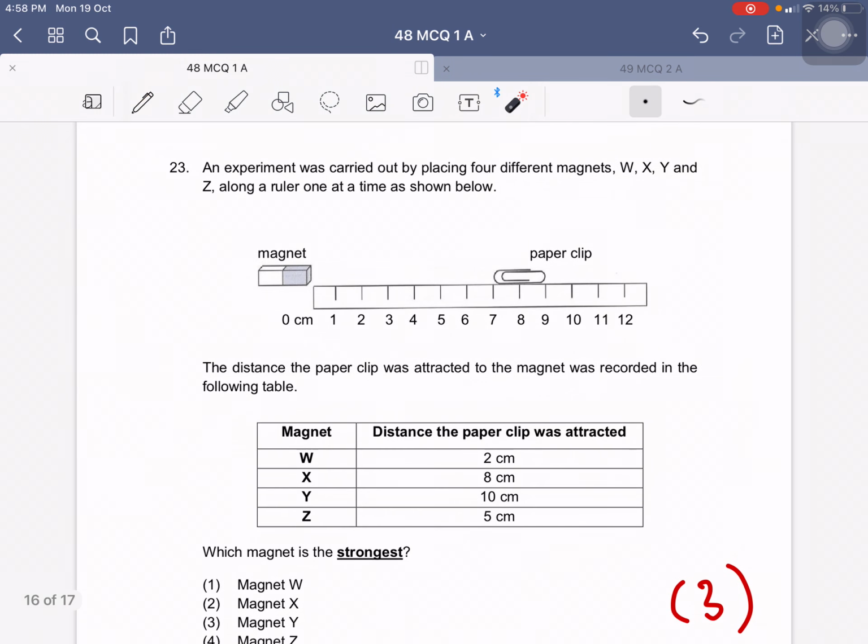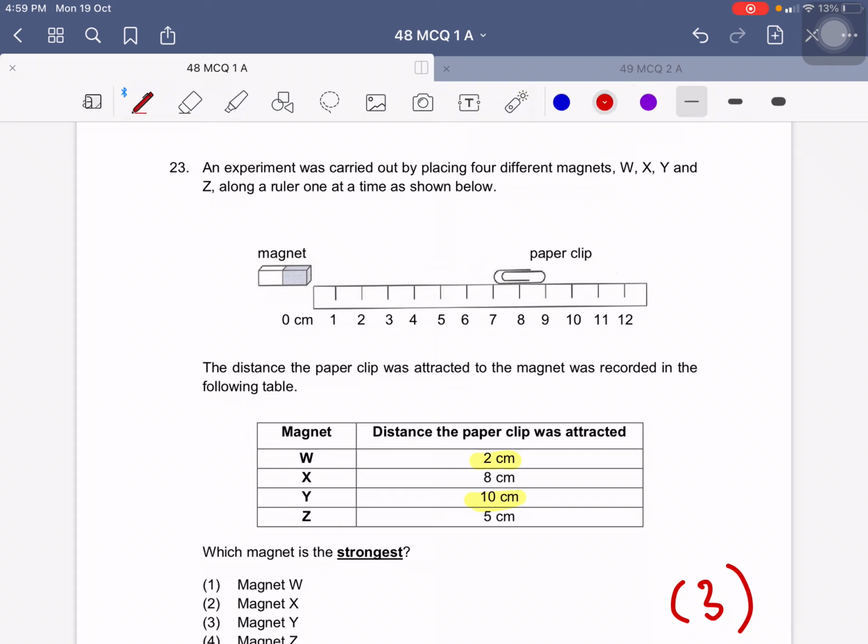Okay, question 23. An experiment was carried out by placing 4 different magnets, W, X, Y, and Z, along a ruler, one at a time. So the distance a paperclip was attracted to the magnet was recorded. Alright, so in this case, we highlight the smallest and the biggest number. Okay, so smallest is W, biggest is Y. Okay, so if the distance is very, very small, for example W is 2 cm.